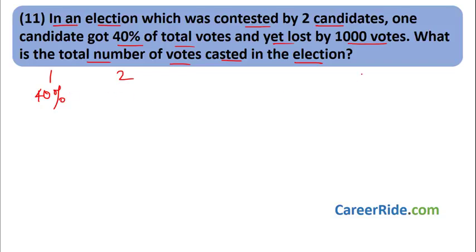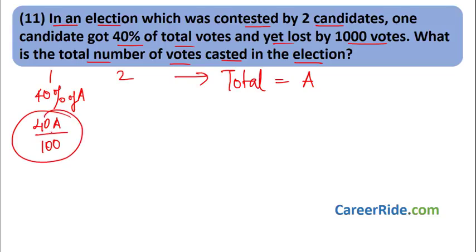Let us assume that the total votes cast were A. So candidate 1 got 40% of A votes, so that would be 40A upon 100. These were the votes which candidate 1 got. Now there were only two candidates, is that right? Yes. Was there any bogus voting or anything like that? Is it given over there? No. There were two candidates, one got 40%, so the remaining 60% who will get? The second candidate. So the second candidate got 60A upon 100 votes.